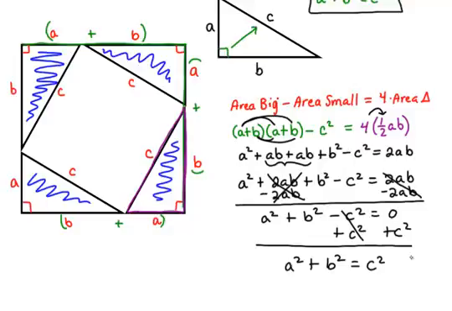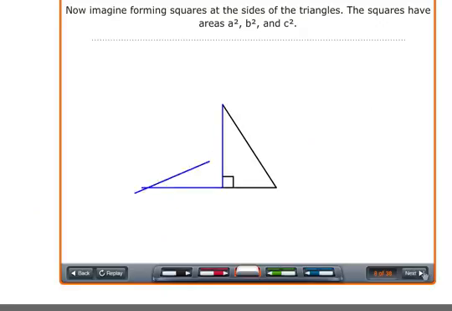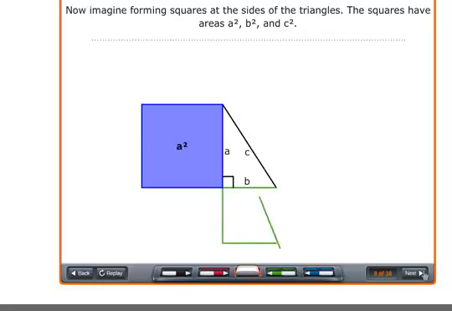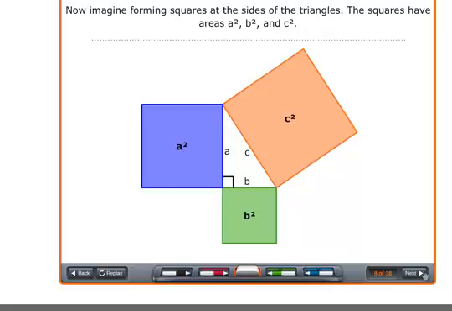Okay, now what we're going to do is look at a different proof. Now imagine forming squares at the sides of the triangles. The squares have areas A squared, B squared, and C squared.